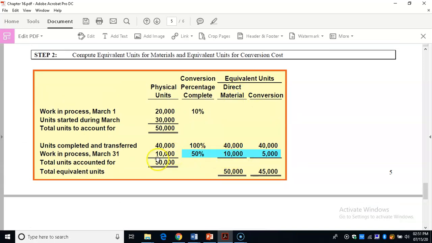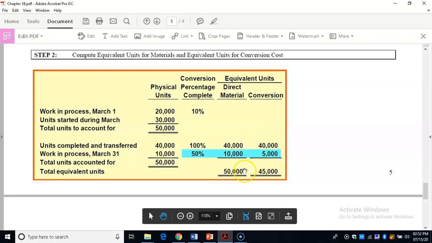At the end of the month, we have 10,000 physical units, and they have 50% of the conversion cost. So what's 10,000 times 50%? It's 5,000. Okay, so you can see that they add these columns up and you get 50,000 and 45,000.